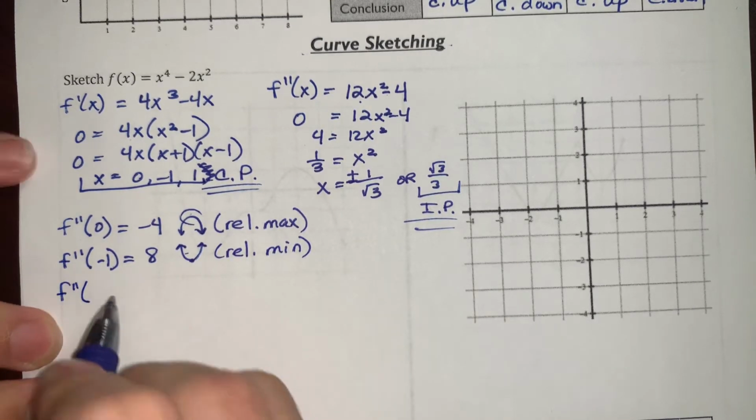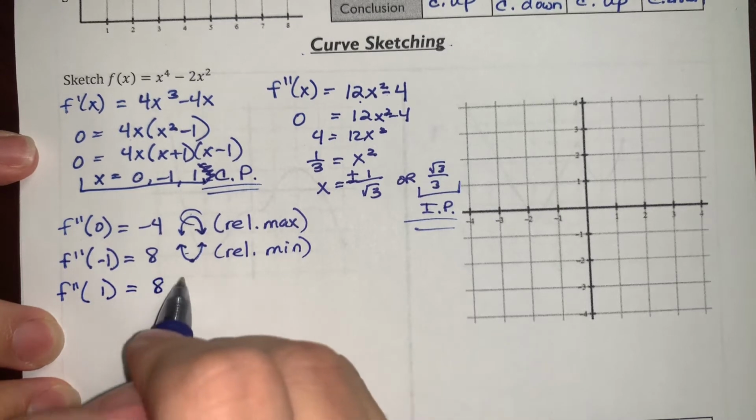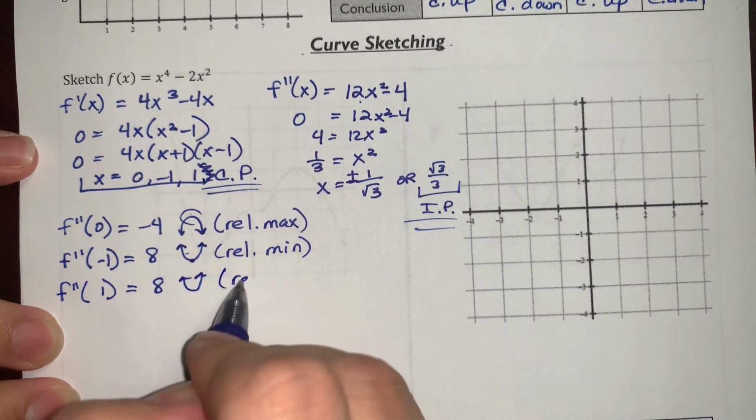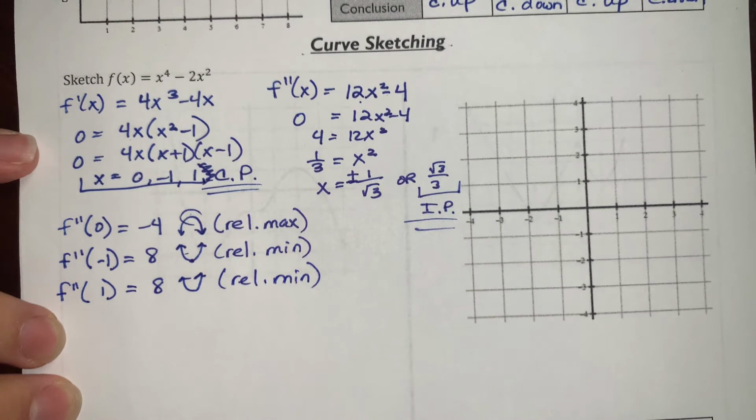And then if I did the second derivative of 1, I would also get 8. So that pretty much tells me that I have a relative minimum there too.